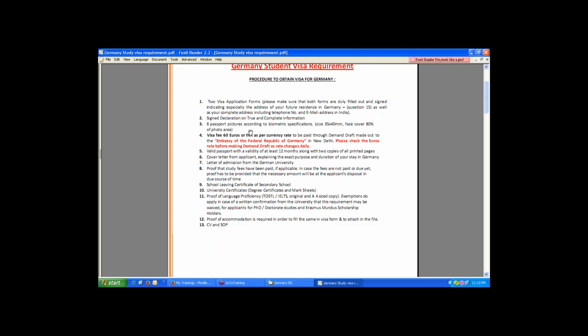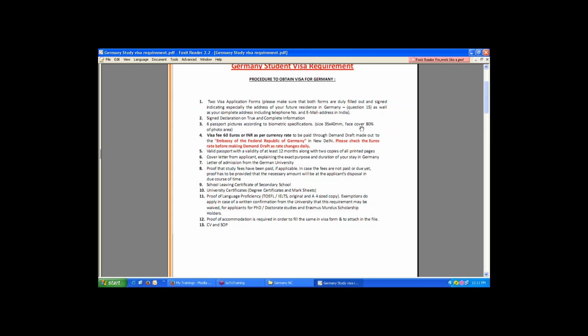Six photographs according to biometric specification, 35 by 45 mm size, white background, face cover 80%. More or less, this specification remains the same for all Schengen countries.